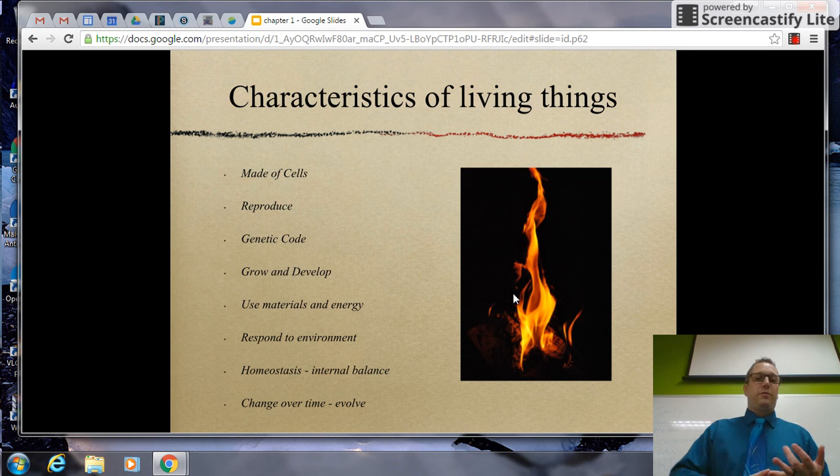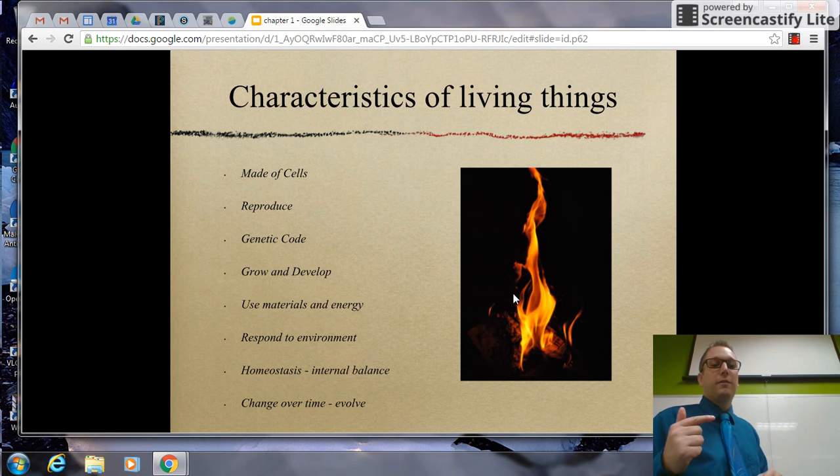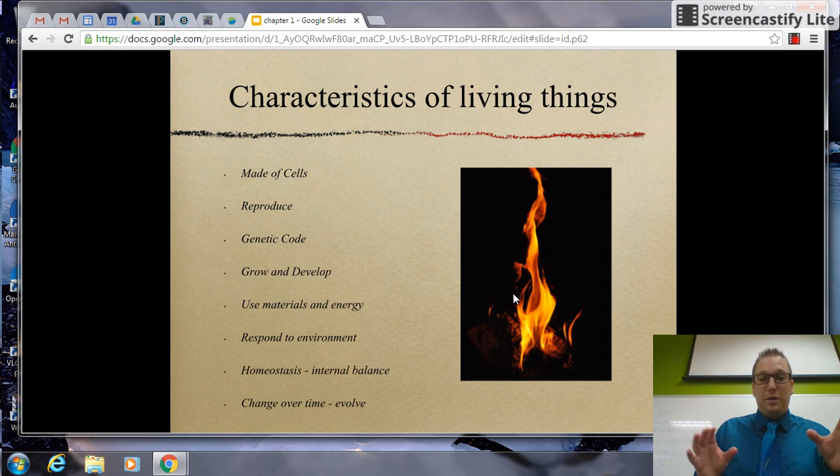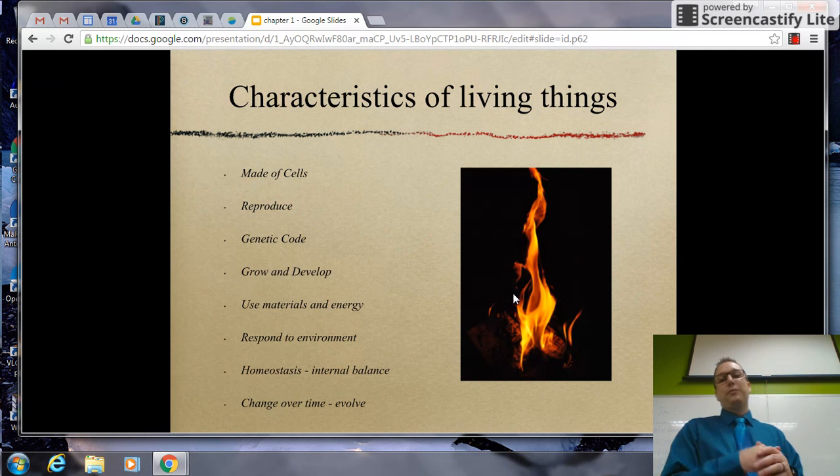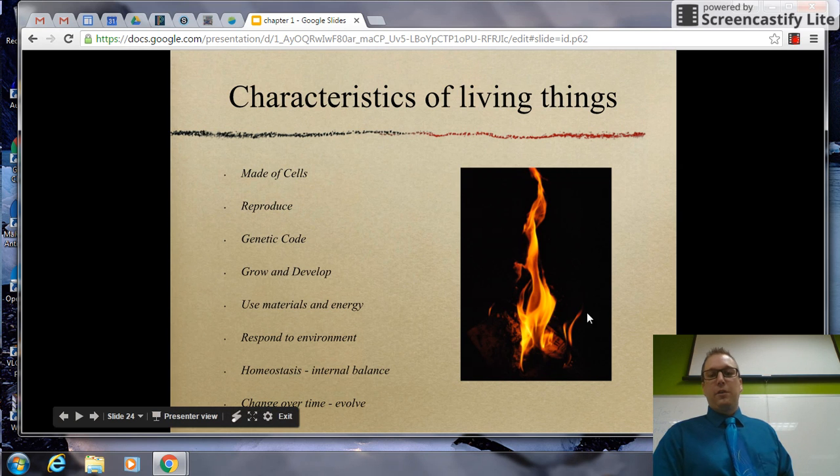So, everything's made of cells, reproduces, has a genetic code, grows and develops, uses materials, responds to the environment, has an internal balance called homeostasis, and evolves, which is changing over time. So let's talk about each one of those. Remember, we talked about fire in class. Missing a couple. Made of cells, it doesn't have that, doesn't have a genetic code. It doesn't have an internal balance, but it's got most of the other ones.